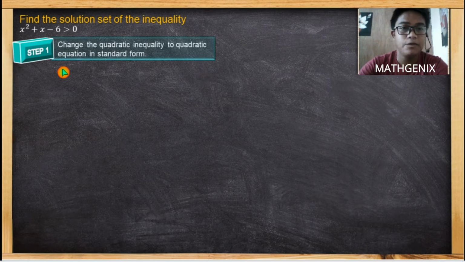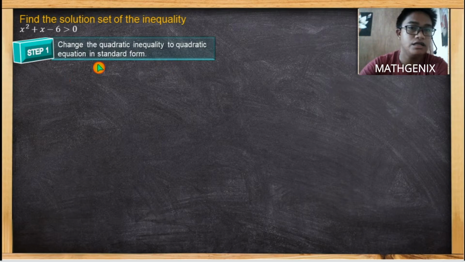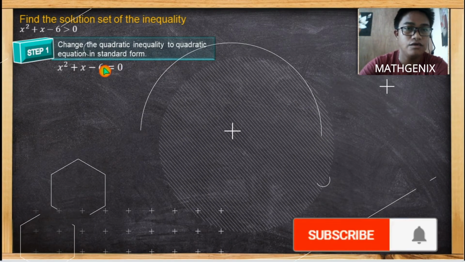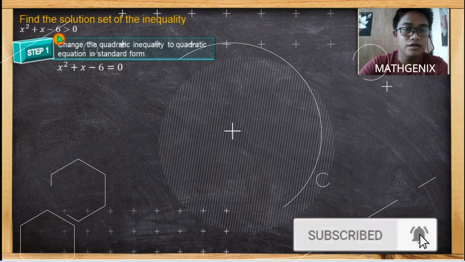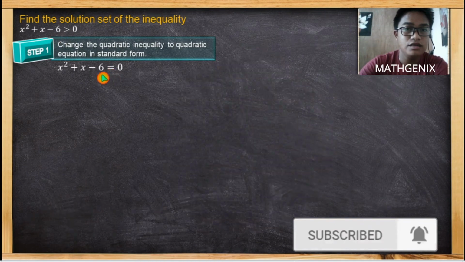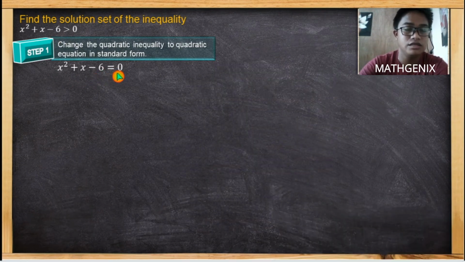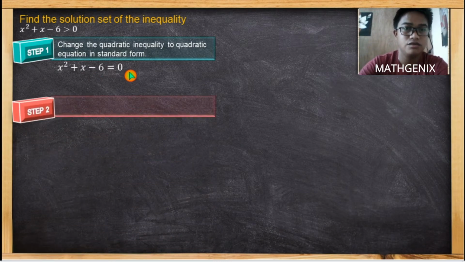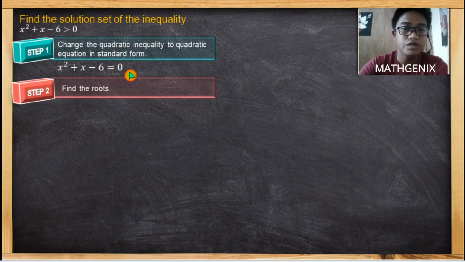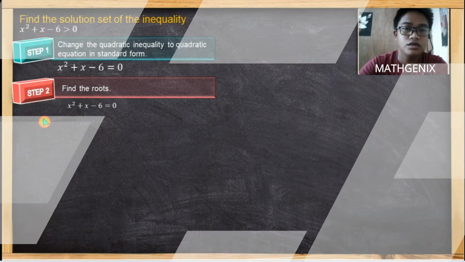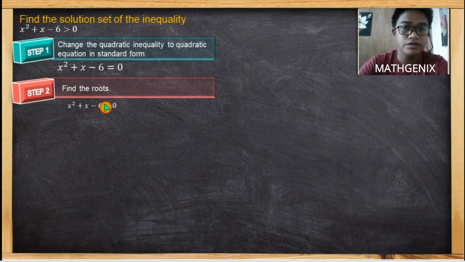Step 1 is to change the quadratic inequality to a quadratic equation in standard form. Ang greater than na inequality, naging equal sign. So x squared plus x minus 6 is equal to 0. Step 2 is to find the roots. x squared plus x minus 6 is equal to 0.